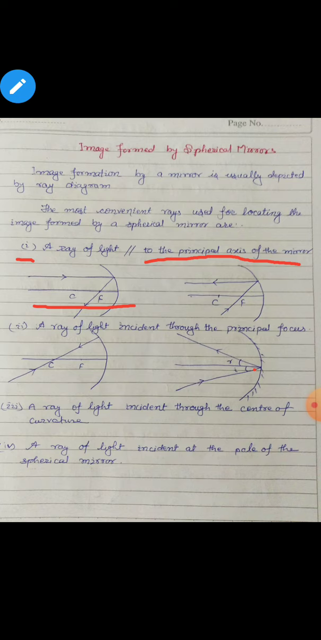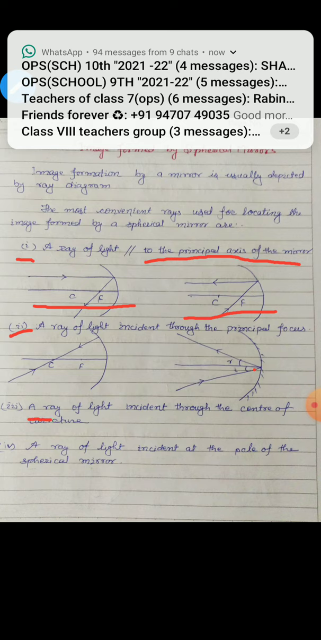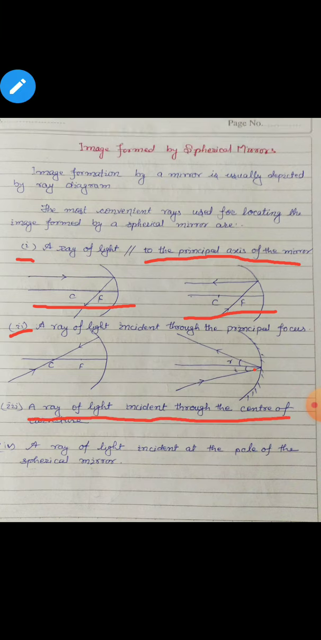And second ray, students, a ray of light incident through the principal focus. After reflecting, it becomes parallel to the principal axis. You can see this ray in this image. Next ray, a ray of light incident through the center of curvature. It does not deviate, but it gets reflected back in the same direction.